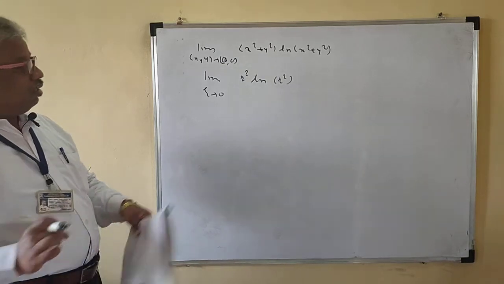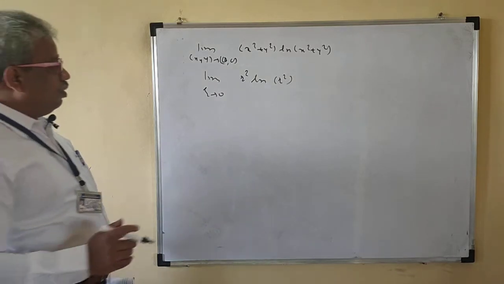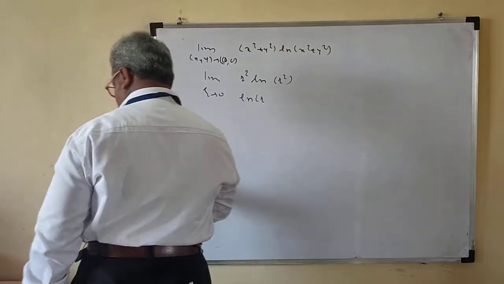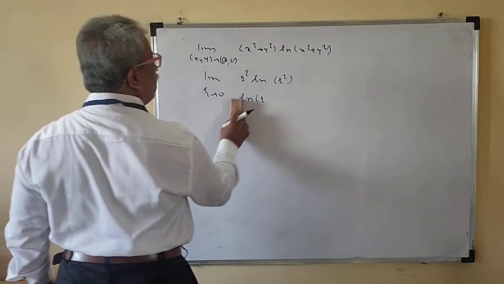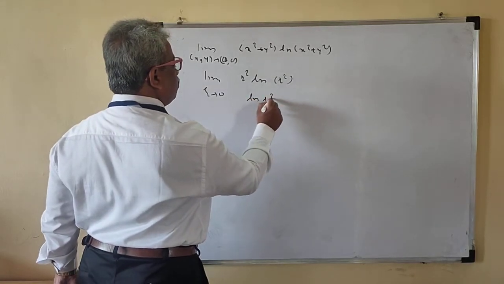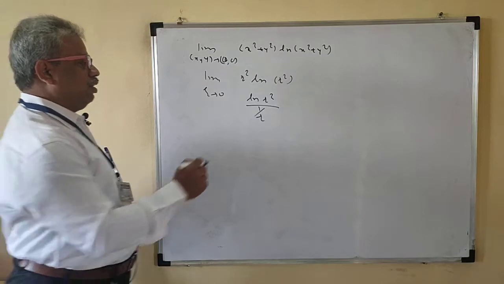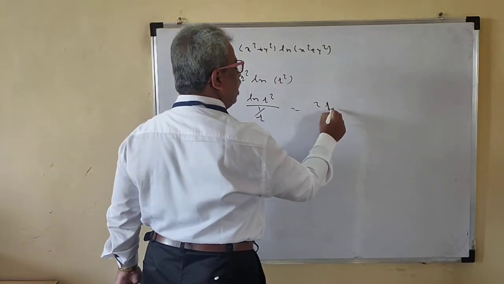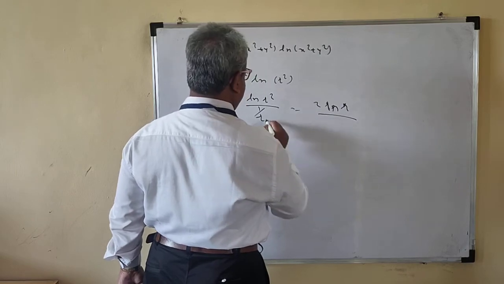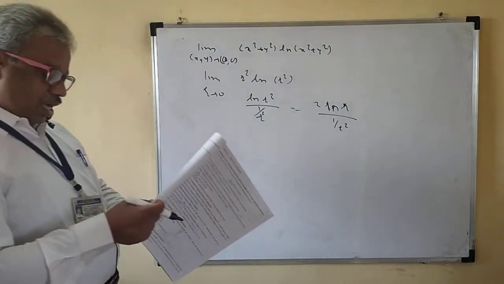So you cannot put it directly, 0 into anything is not necessarily 0. So this is an undetermined form. So what do you have to do? I can write this ln r square like this: ln r square upon 1 by r square. So this will be twice ln r upon 1 by r square.